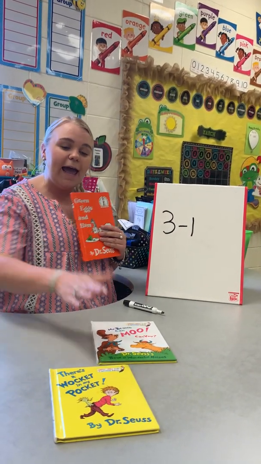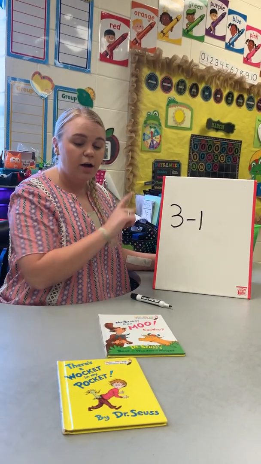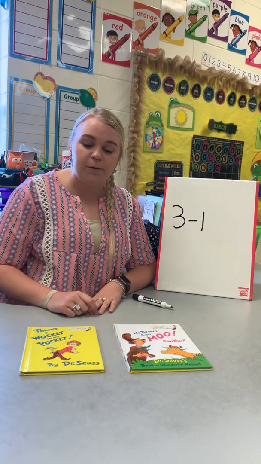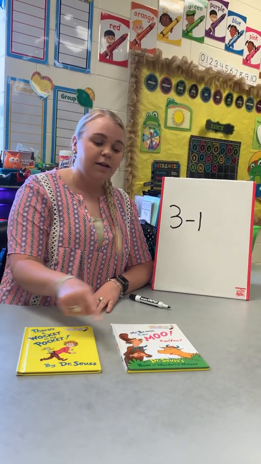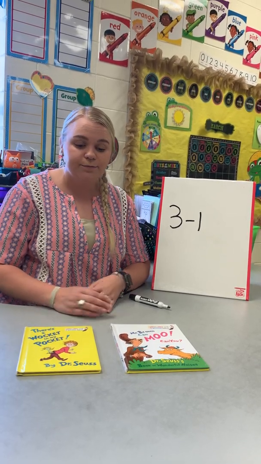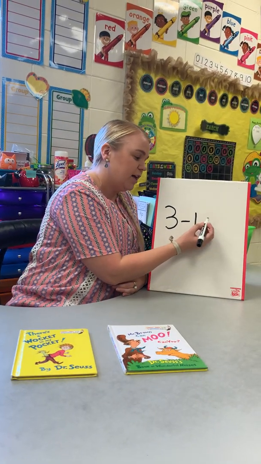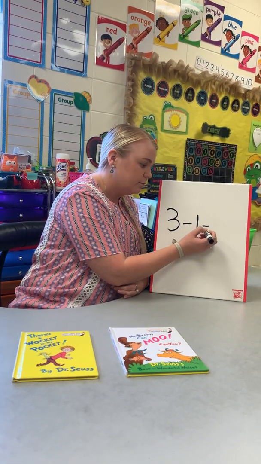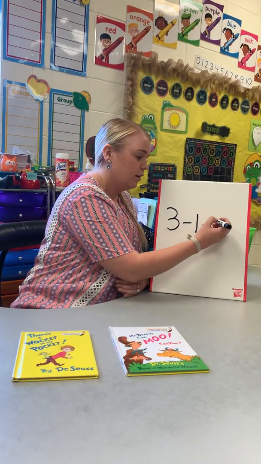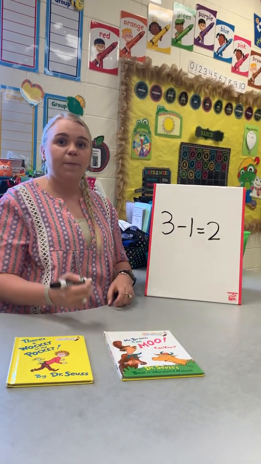Now, how many books do I have left? Because I took 1 away from the group. Let's count how many books are left on the table. Ready? 1, 2. How many books are left over? That's right, 2. So we're going to use the equal sign to show how many books are left over. And there are 2 books left on the table.